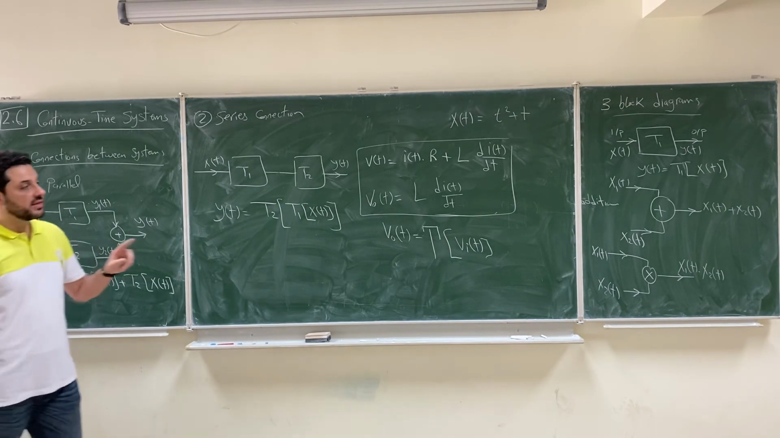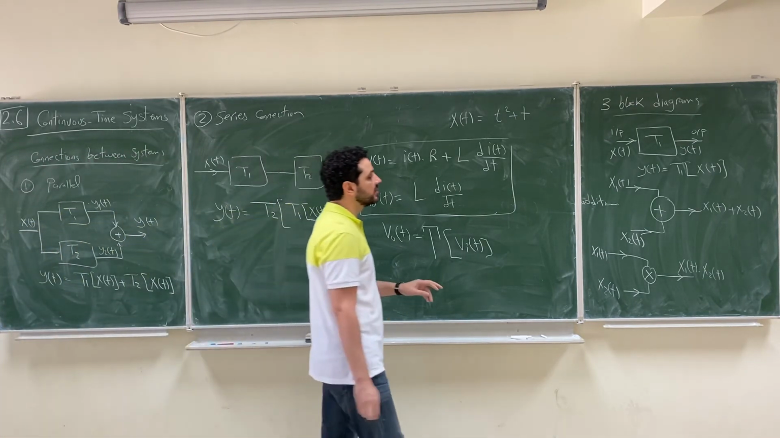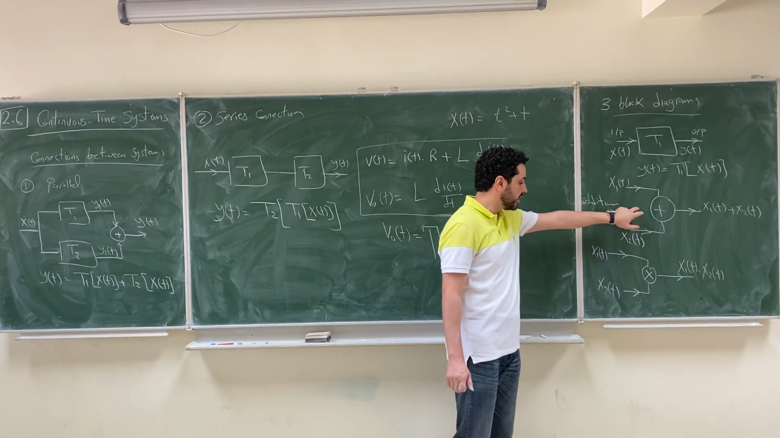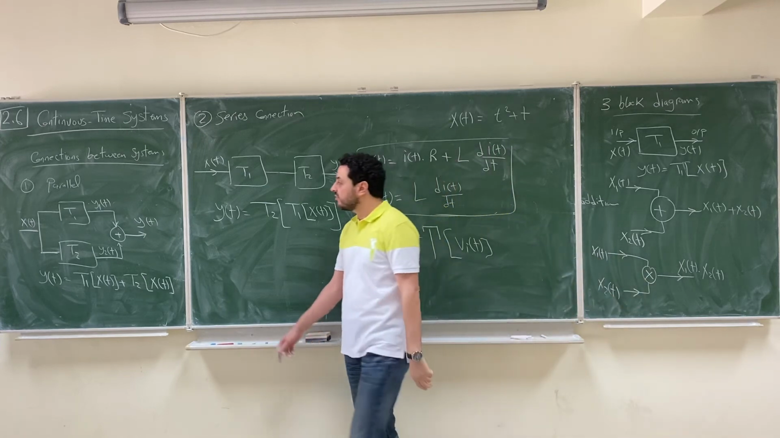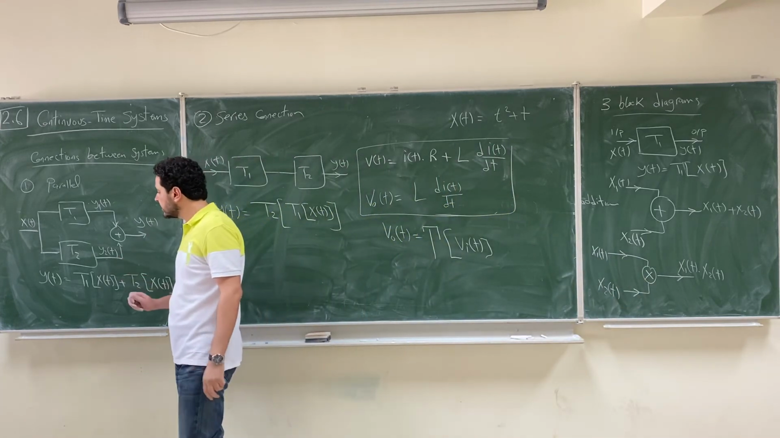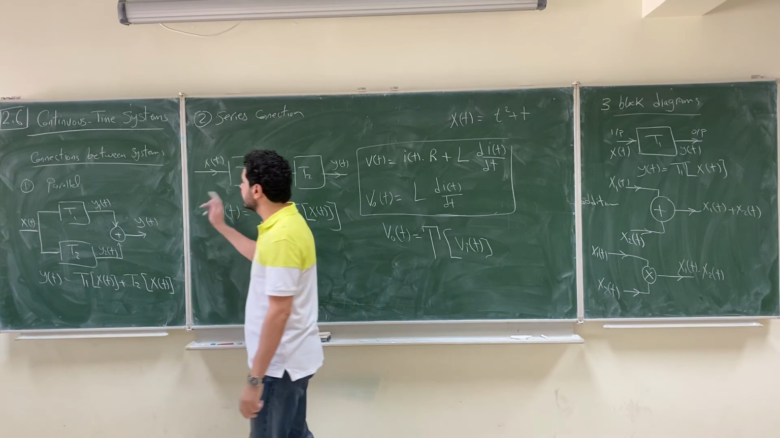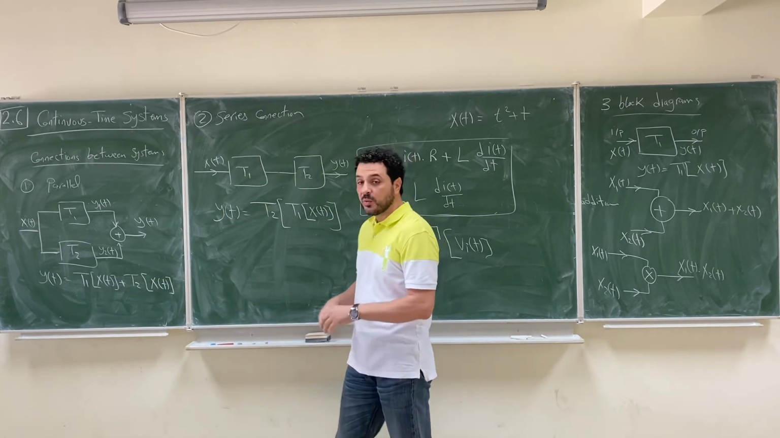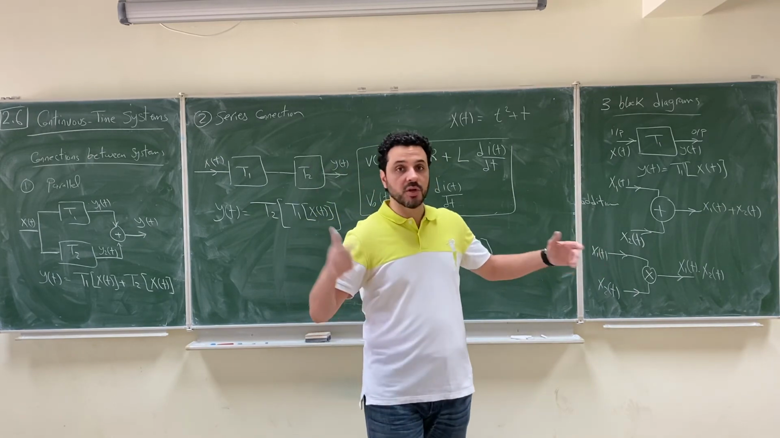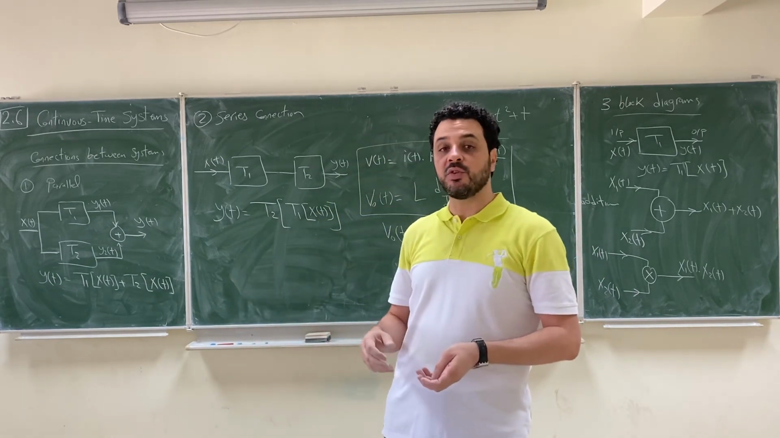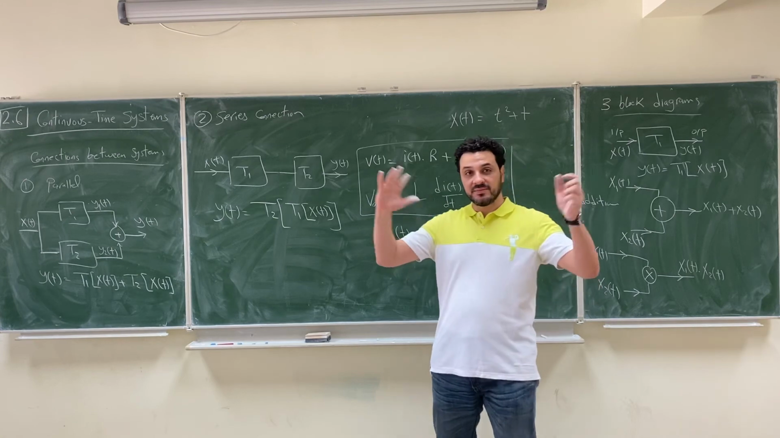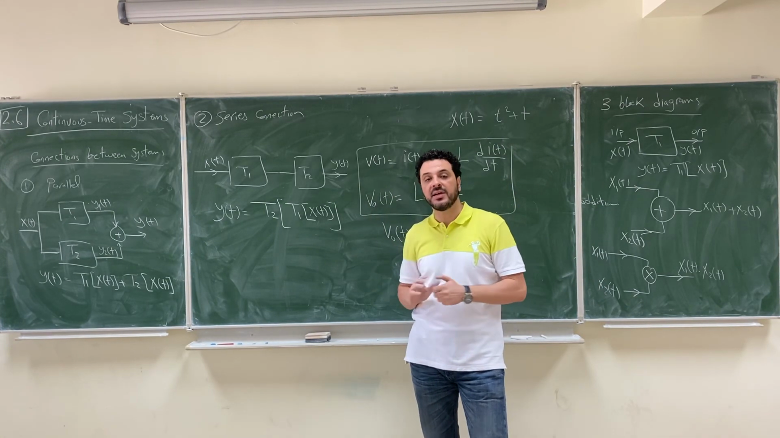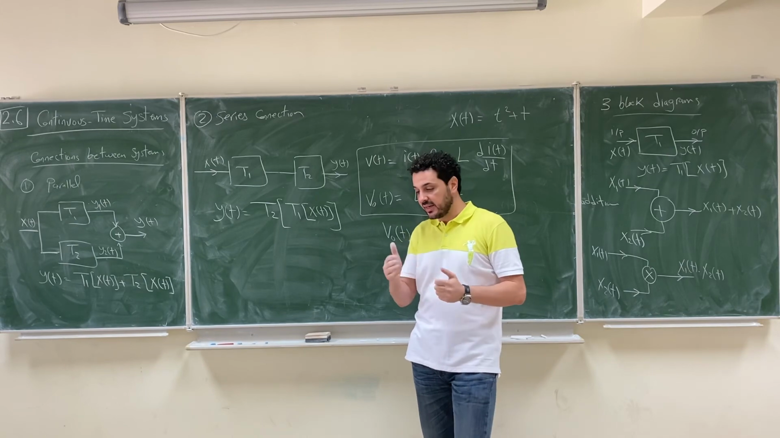So we learned here that we have three important blocks to us: the system block, the summation, and the multiplication, and we have two important connections, the series and the parallel connection. We are going to use these three blocks and two connections in the next video in order to see the total response of a big system that consists of simpler systems, in a couple of examples.